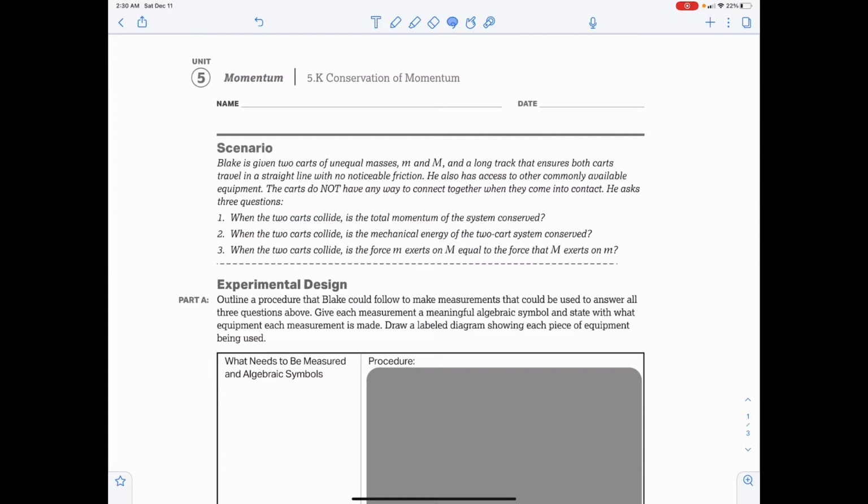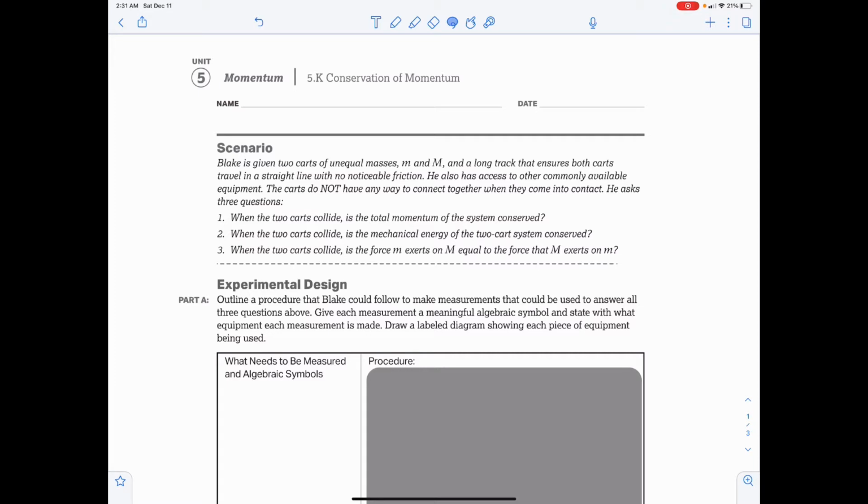Blake is given two carts of unequal mass, little m and big M, and a long track that ensures both carts will travel in a straight line with no noticeable friction. He also has access to other commonly available equipment. The carts do not have any way to connect together when they come into contact. He asks the following three questions.